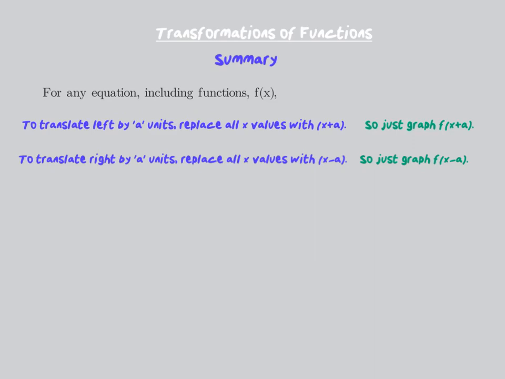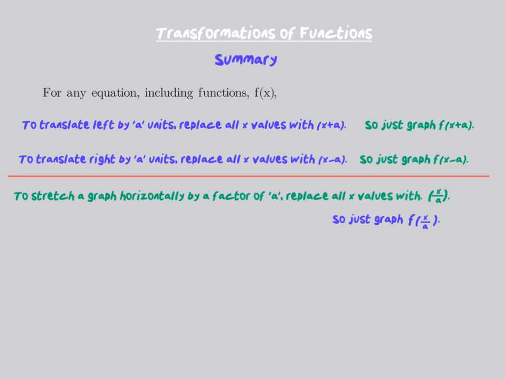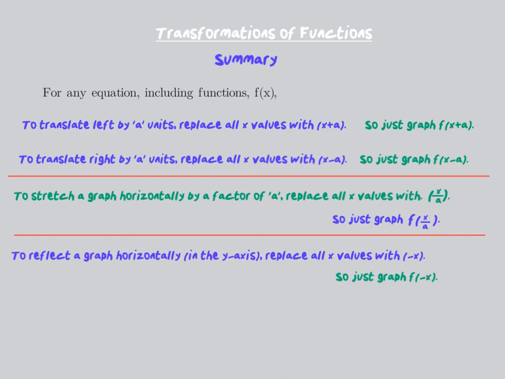If you ever want to stretch something horizontally, in other words, make every x value a times as large as what it was before without changing the y value, simply go to every x value in the equation and divide it by a, putting brackets around it, of course. If you want to compress, then you multiply it by a. And if you would like to reflect horizontally in the y-axis, then simply go to every x value in that equation and replace it with negative x.